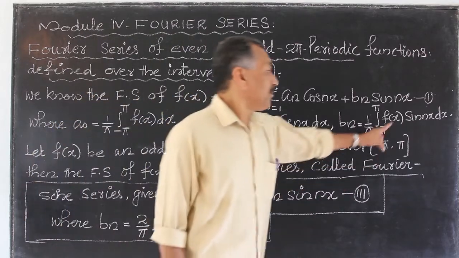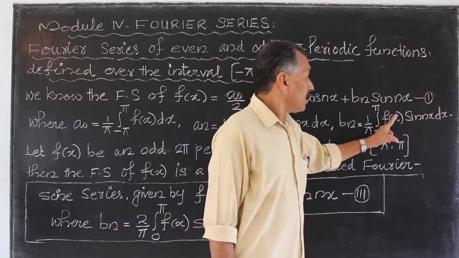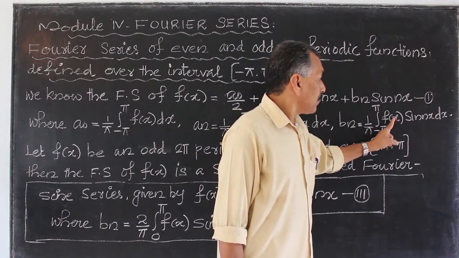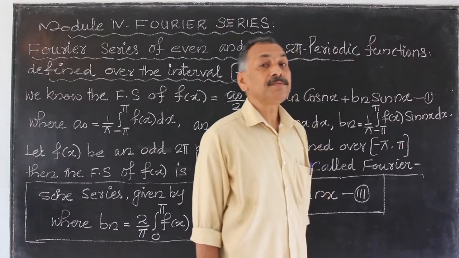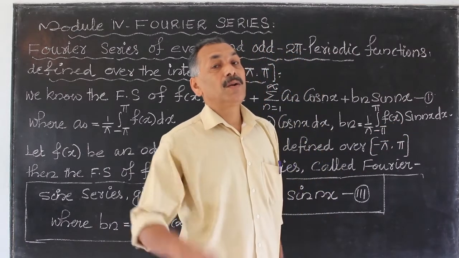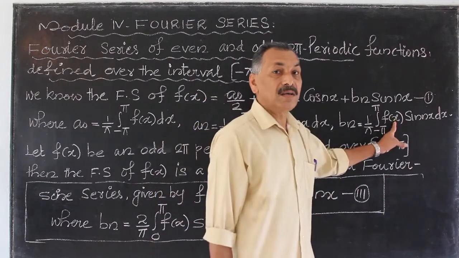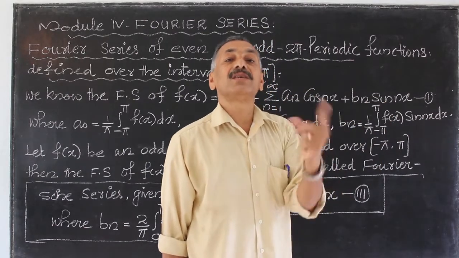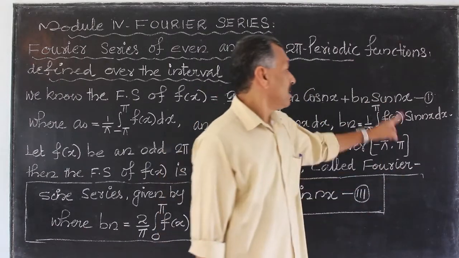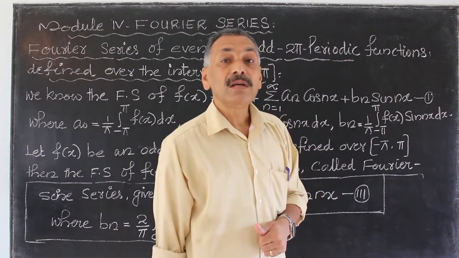Okay, but f(x) is odd and sin nx is odd. What does that mean? Sin nx is also odd. What is the product of two odd functions? It is even, right? f(x) is odd, and the function sin nx, we know sin x, sin 2x, sin of minus x is equal to minus sin x. That is, f(x) is odd, sin nx is odd, then the product is equal to even.